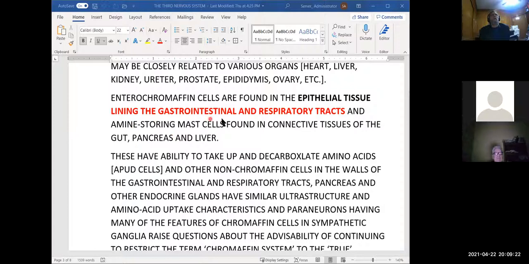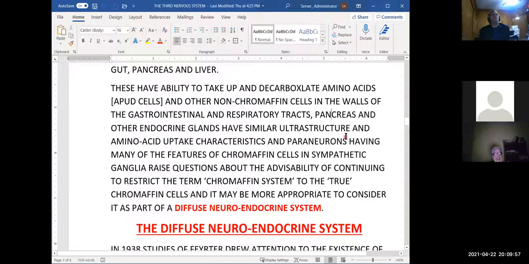Enterochromaffin cells are found in the epithelial tissue lining the gastrointestinal and respiratory tracts, and amine-storing mast cells are found in connective tissues of the gut, pancreas, and the liver. These have the ability to take up and decarboxylate amino acids, called APUD cells, which we'll get to. Other non-chromaffin cells in the walls of the gastrointestinal and respiratory tracts, pancreas, and other endocrine glands have similar ultrastructure and amino acid uptake characteristics, and paraneurons having many of the features of chromaffin cells and sympathetic ganglia raise questions about the advisability of continuing to restrict the term chromaffin system to the true chromaffin cells. Maybe it is more appropriate to consider them as a part of a diffuse neuroendocrine system.